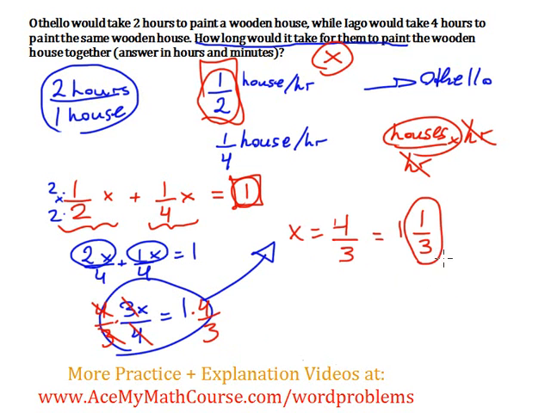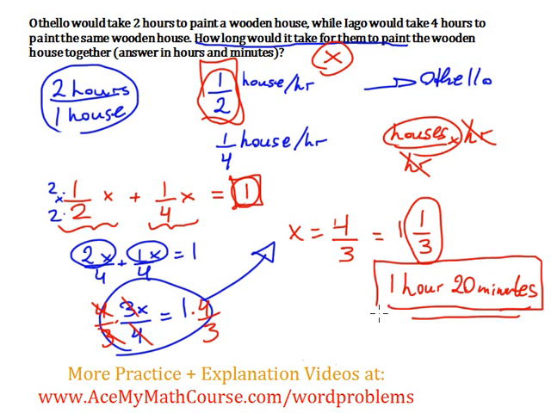So what is 1/3 of an hour? Well, there are 60 minutes in 1 hour. 60 divided by 3 is 20 minutes. So we have 1 hour and 20 minutes. That's it. So that's how long it takes the two of them to paint the house together. Hopefully this made great sense to you.